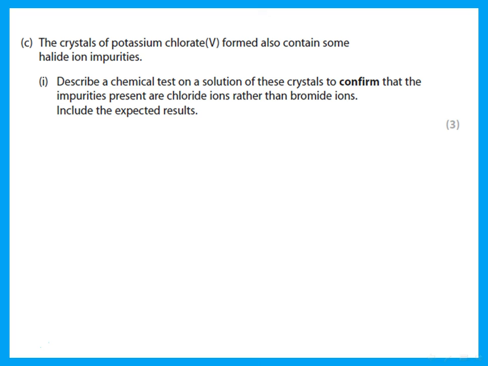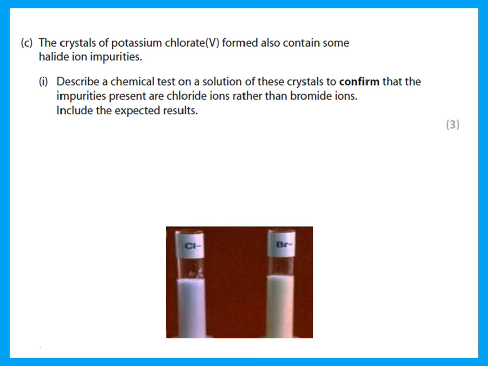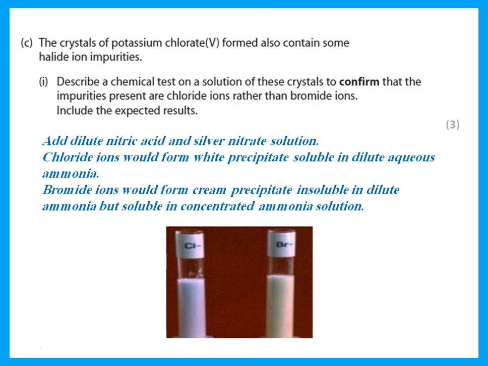The crystals of potassium chlorate formed also contain some halide ion impurities. Describe a chemical test on a solution of these crystals to confirm that the impurities present are chloride ions rather than bromide ions. Remember, what was the test for chloride and bromide? We said we add silver nitrate solution and dilute nitric acid. You should know that the chloride gives white and the bromide gives cream precipitate. And these colors are very similar to each other.